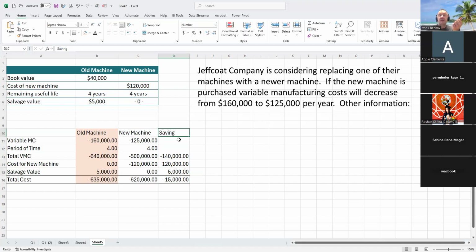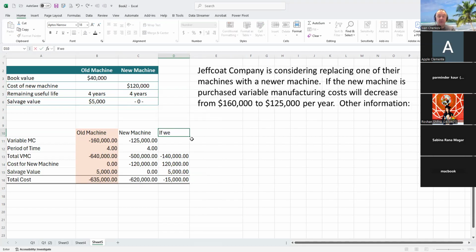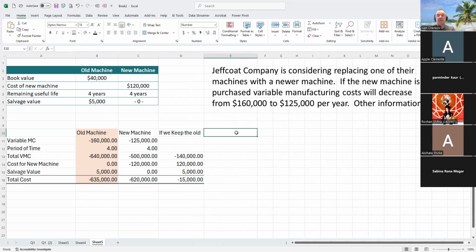But now let's see if we change the perspective. If I decide to keep the old machine... Professor, the question says they are considering replacing it with the new machine, so we should consider that. So now we're going to go to the other scenario. If we replace, let's go with if we replace. What's going to happen if we replace it?